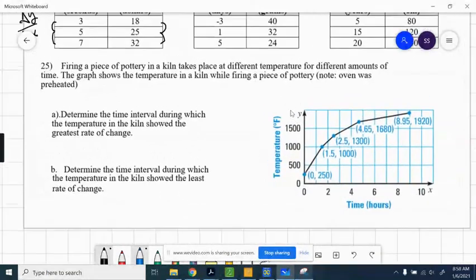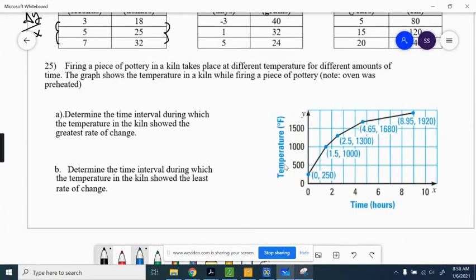All right. Number 25. Let's see. Firing a piece of pottery in a kiln takes place at different temperatures for different amounts of time. Okay. The graph shows the temperature in the kiln while firing a piece of pottery. Note it was preheated. That's why it's not starting at 0. It's starting right here at 250 degrees. All right, so let's take a look.